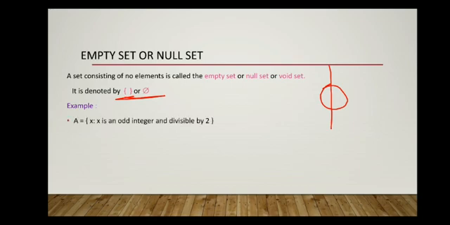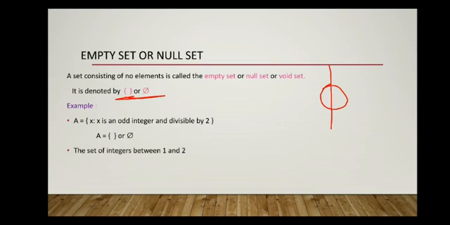We'll see examples. A is equal to the set of all x such that x is an odd integer and divisible by 2. We know that an odd integer means it is not divisible by 2. But here they are saying that x is an odd integer and it is divisible by 2. We don't have any such odd integer which is divisible by 2. So there is no element in this set. So we will use this symbol to denote the set. So A is an empty set.